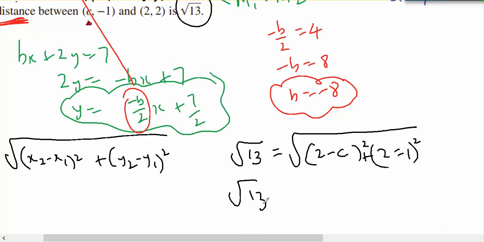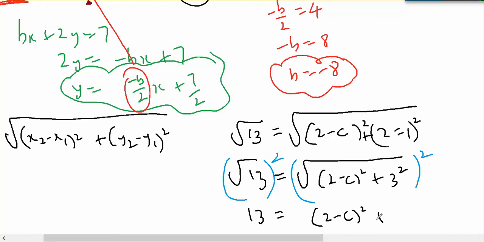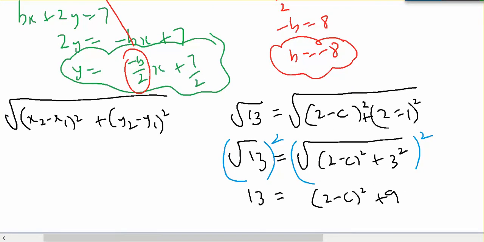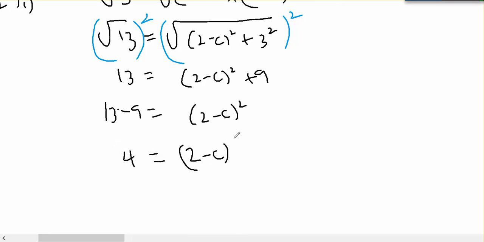So root 13 equals the square root of 2 minus c squared plus 3 squared. If I square both sides, I then end up with 13 equals 2 minus c squared plus 9. Now I need to rearrange for c. Move the 9 over, so 13 minus 9 equals 2 minus c all squared. 4 equals 2 minus c all squared.